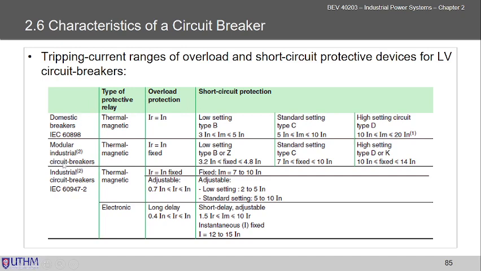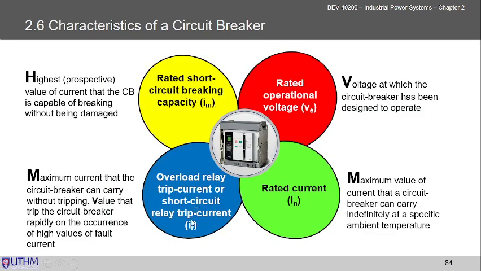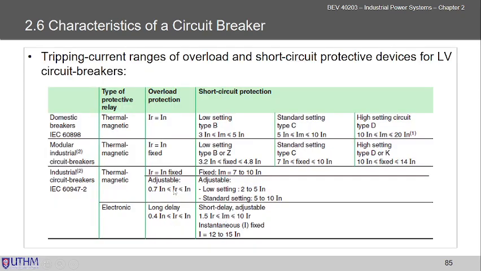This is how we use it in domestic and industrial circuits. For example, we focus on IEC. We have two types of protective relay. One is the thermal magnetic type. Another one is the electronic type of relay. As you can see in the arrangement, IR is equal to IN fix, and IR is the overload or short circuit relay trip current, so IR is the tripping current.